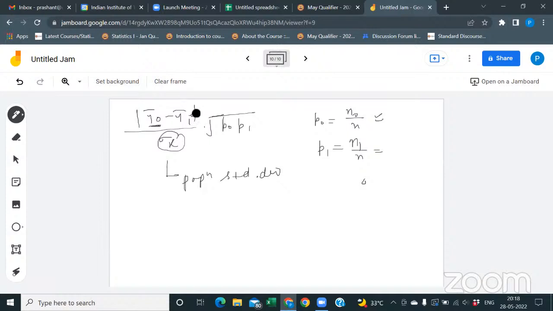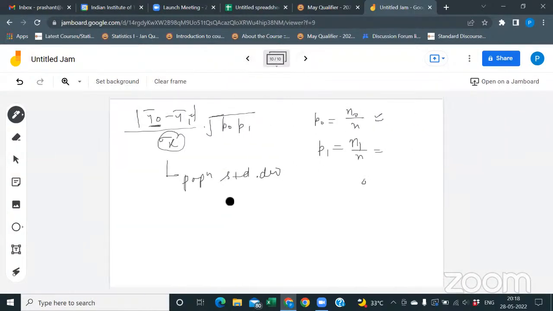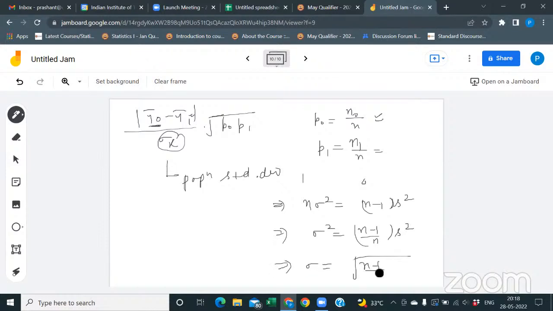Sir, what will be the formula for sample? See, I have explained a little bit. Do you know this formula, n times sigma square equals n minus 1 times small s square? Then can I write this sigma square as n minus 1 divided by n times s square? So can I write sigma as the square root of this?